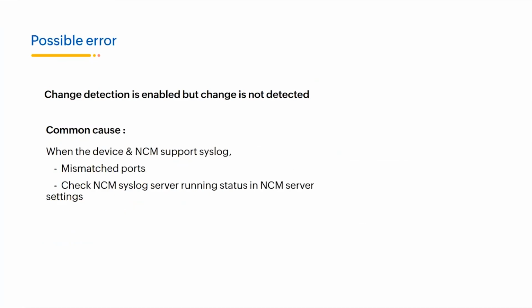The other is no changes are detected even when change detection is enabled. So this could occur due to a mismatch in Network Configuration Manager, or if the Network Configuration Manager syslog server is not running. So as mentioned earlier, you can check the status of the syslog server in Network Configuration Manager server settings.